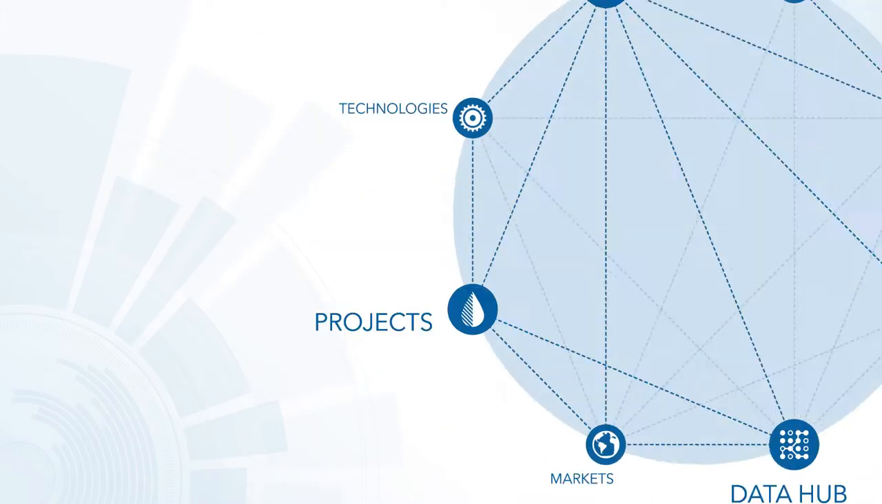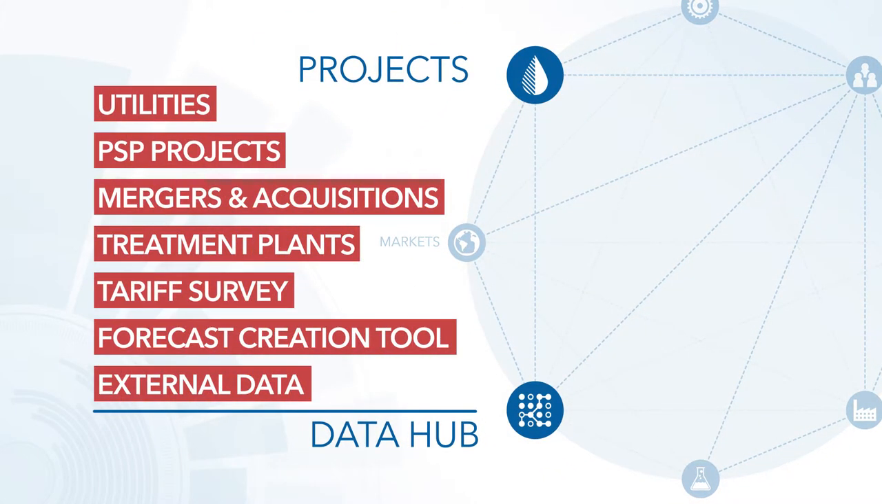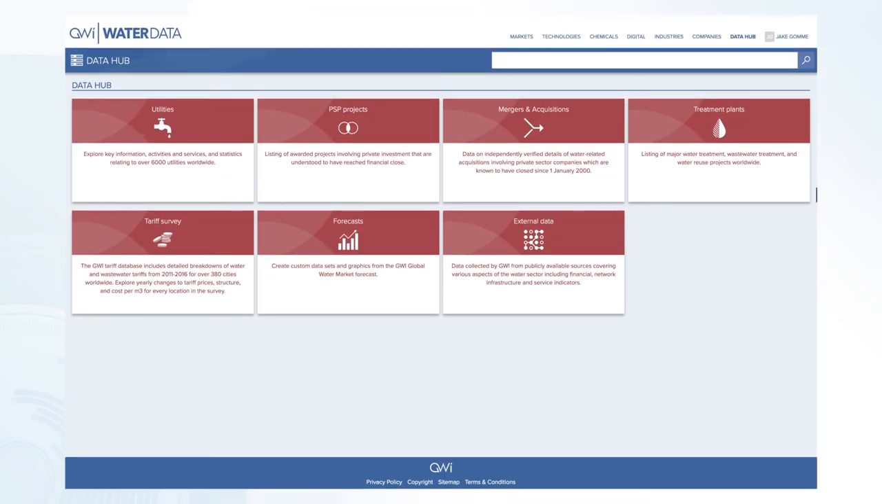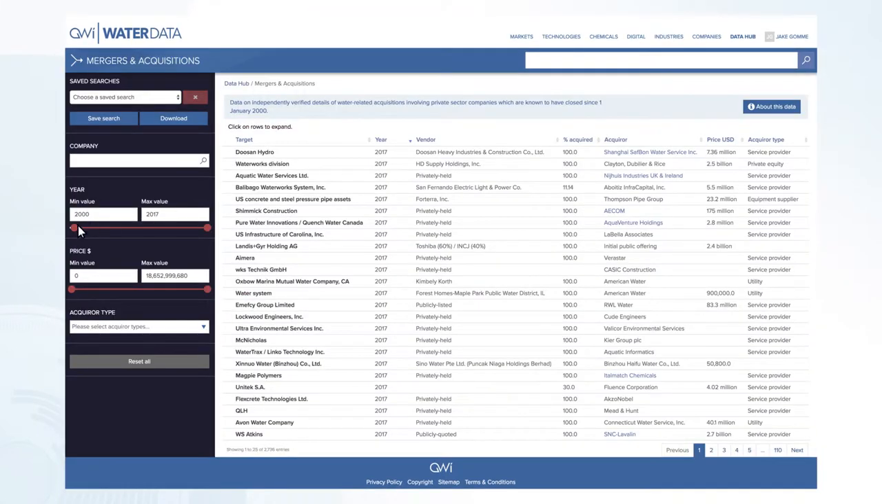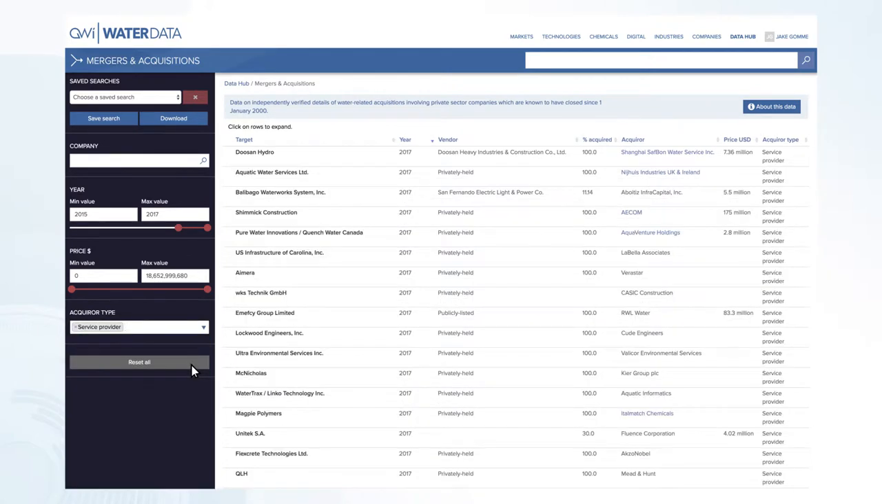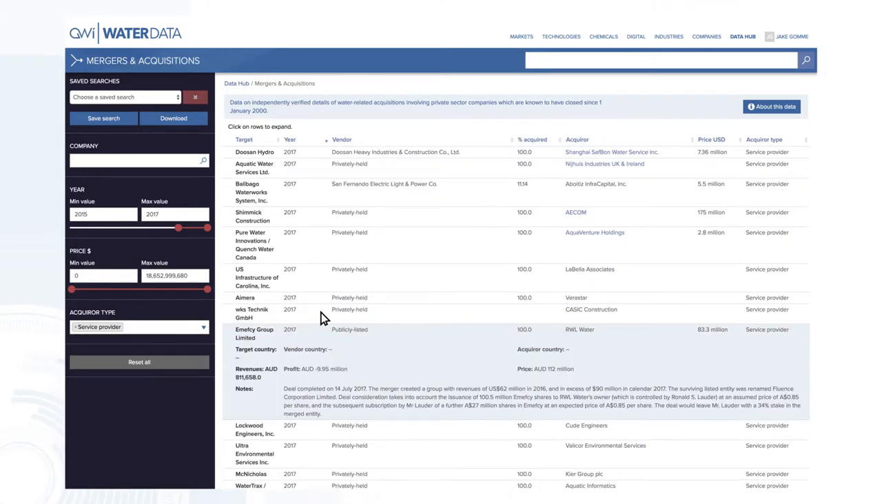In addition to the company database, there is an expansive data hub, including PSP projects and treatment plants, 6,000 utilities, 380 water tariffs, and 2,700 M&A deals. All of the databases hosted within Water Data can be filtered with considered search criteria and downloaded to an Excel file for manipulation outside of the system.